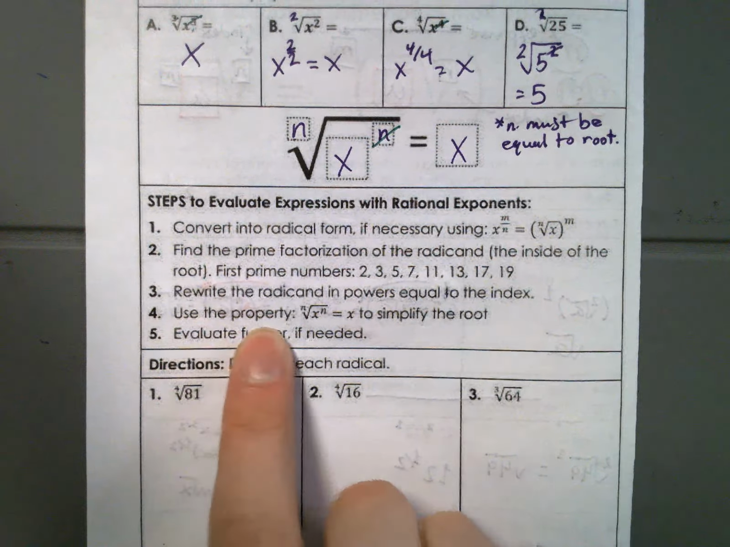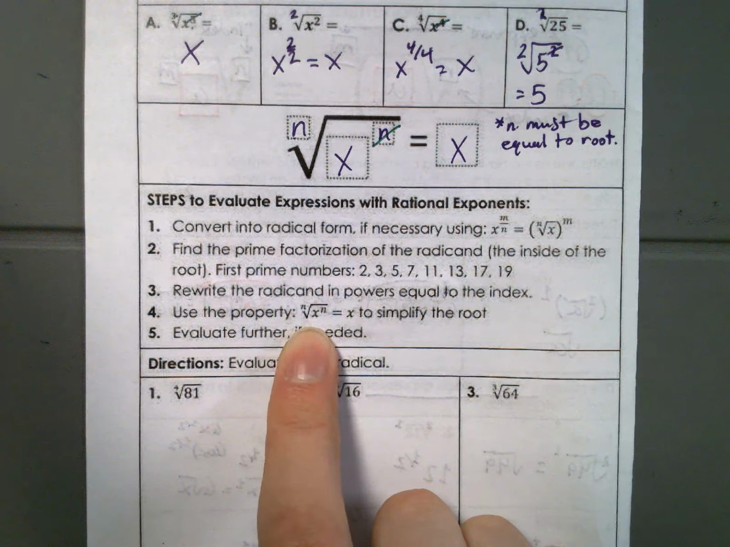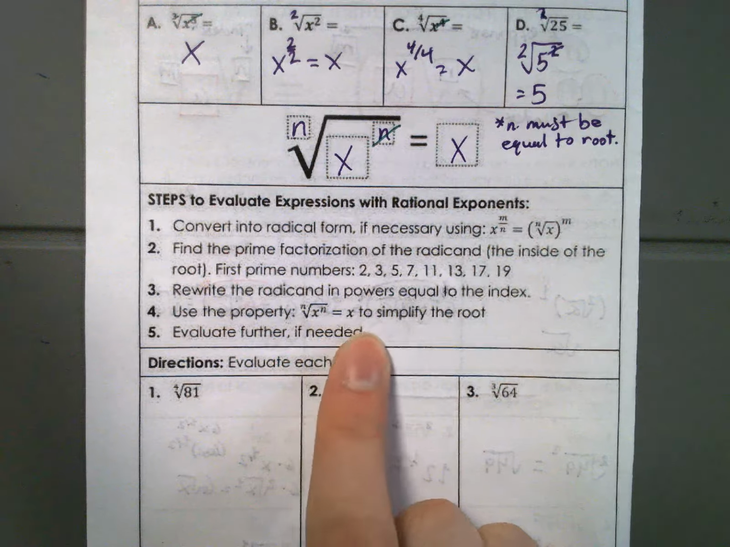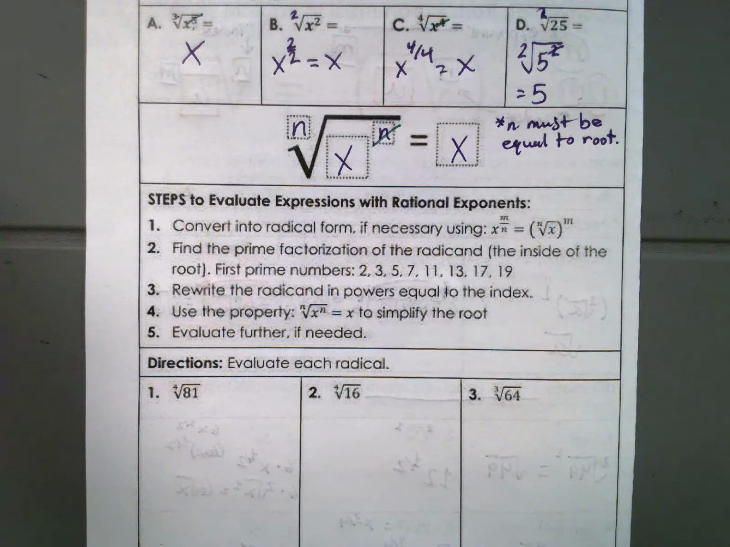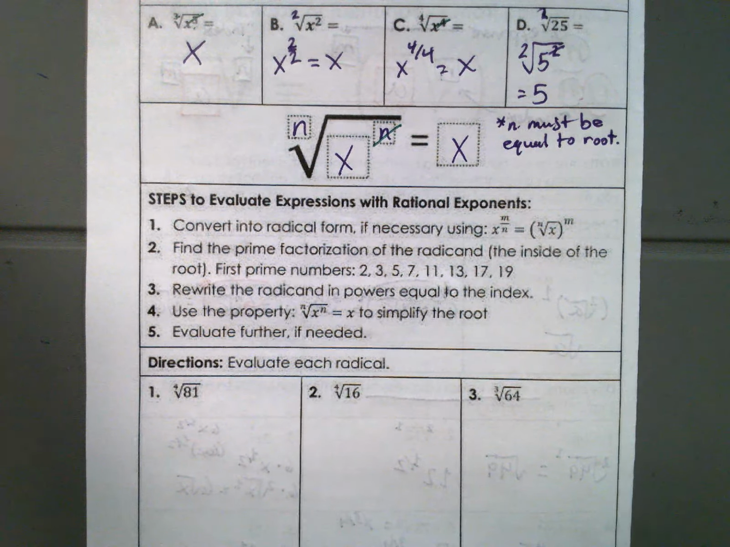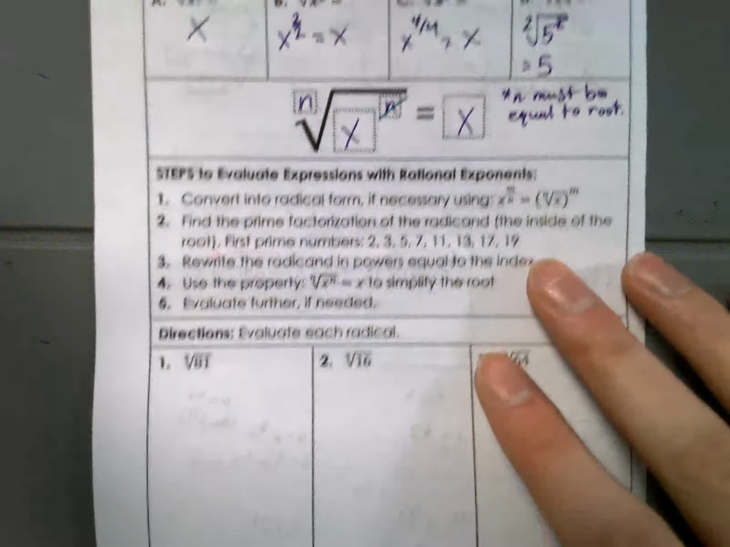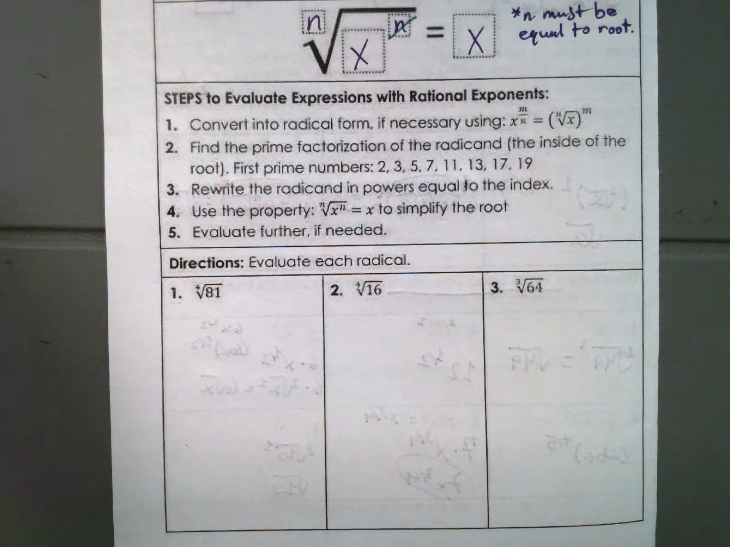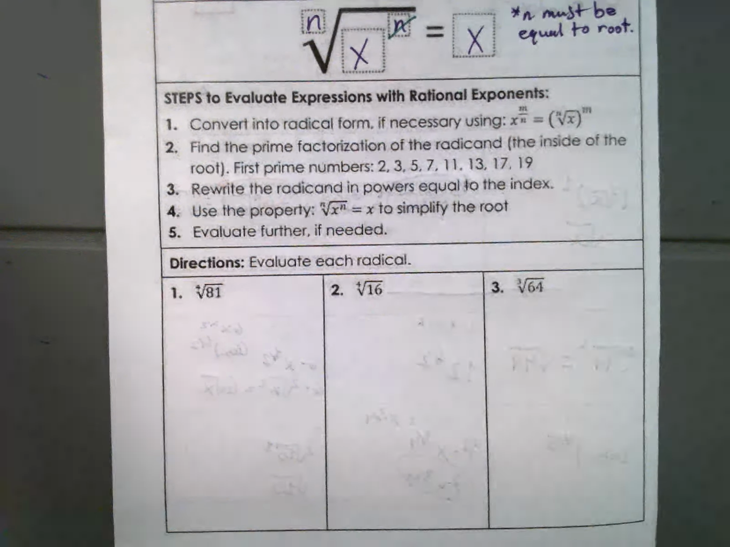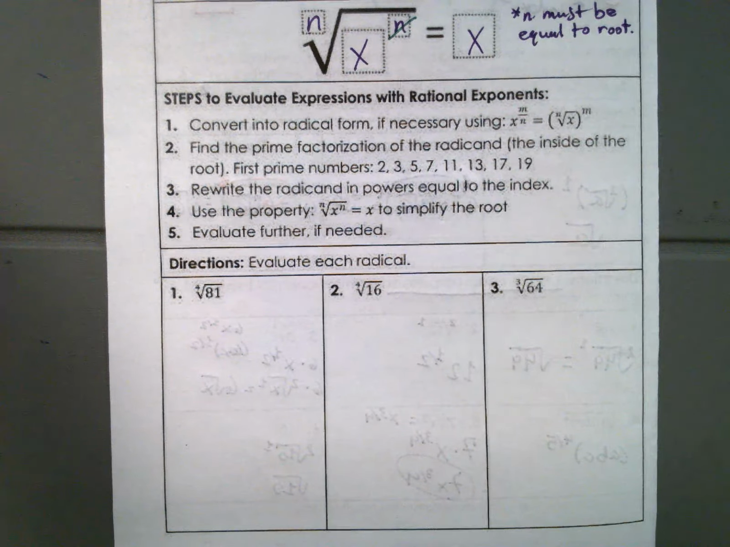Okay? Use the property nth root of x to the nth equals x to simplify the root. Cancel out, make sure they're the same. Finally, evaluate further if needed. Basic simplification. Okay? So let's go ahead and do the first one. I'll go relatively easy here, and you'll see what you're going to be doing. This is basically nothing new, though. We've been doing this with other numbers, just as perfect squares, just as square roots, not with the fourth power.